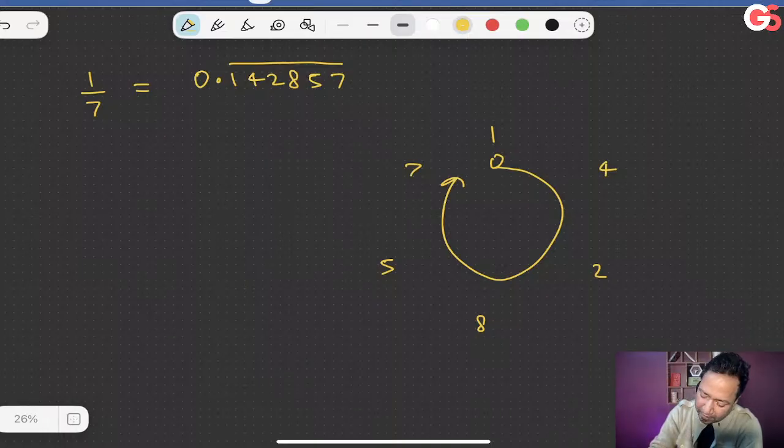Now, I want to show you a magical property of division by 7. When things get divided by 7, what really actually happens? So if I divide 2 by 7, you can do it on your own.